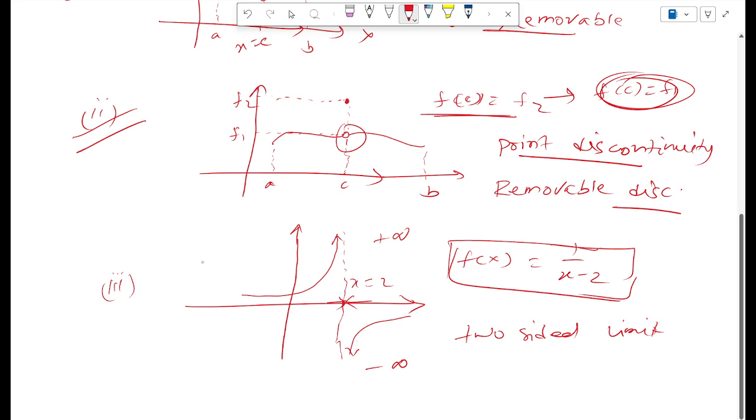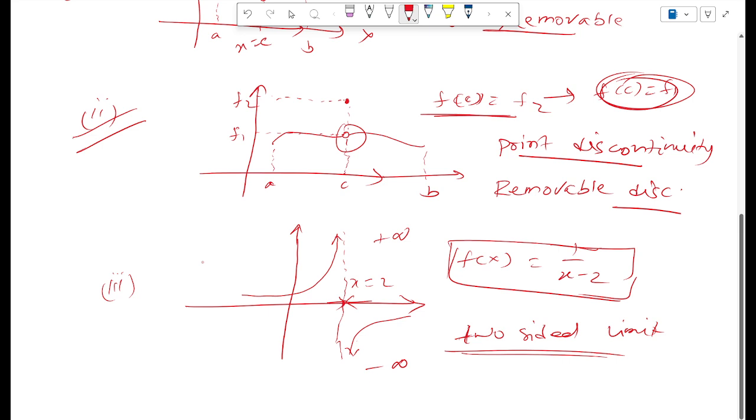If you have seen the limit video, I have already explained what one-sided and two-sided limits are. Here in this particular case, the two-sided limit does not exist. So we can say the limit at x equal to 2 for this function does not exist. If the limit does not exist, this function cannot be continuous. I will explain later what the connection between limit and continuity is.